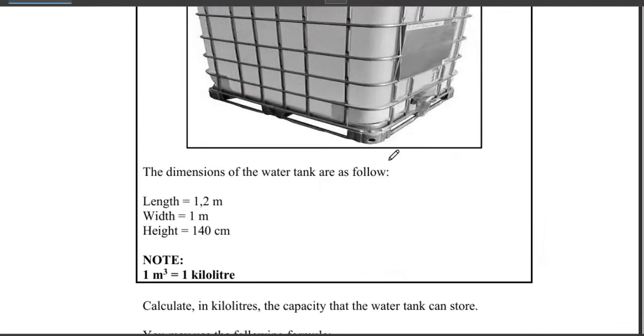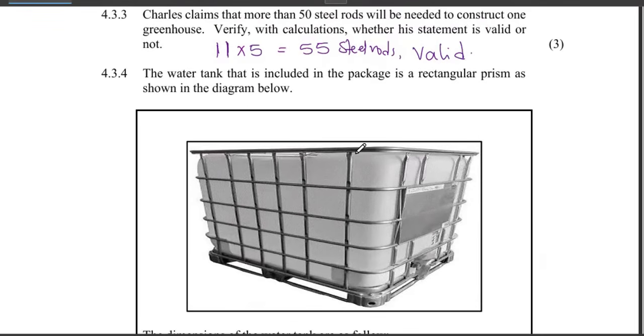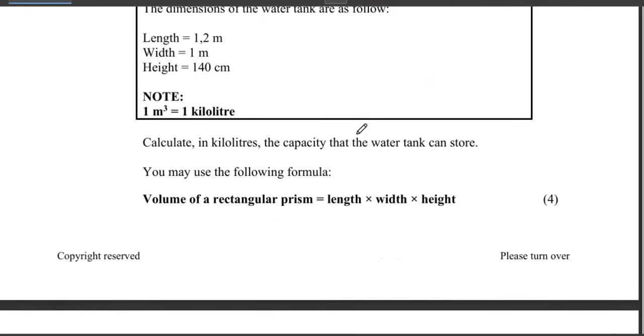Okay. We have a diagram here. This is question number 4. The water tank that is included in the package is a rectangular prism as shown in the diagram below. Length is 1,2 meters, width is 1 meter, and height is 140 centimeters. Calculate in kiloliters the capacity that the water tank can store. You may use a formula. They said you may use the formula, which is sometimes true. So the capacity is in kiloliters. That's what they want, né?